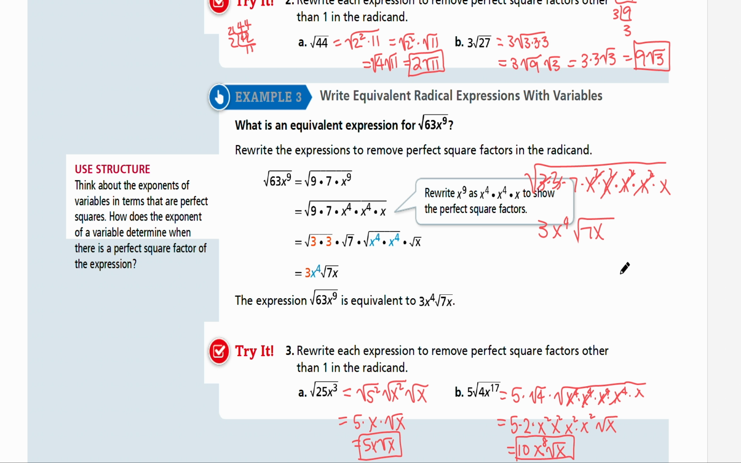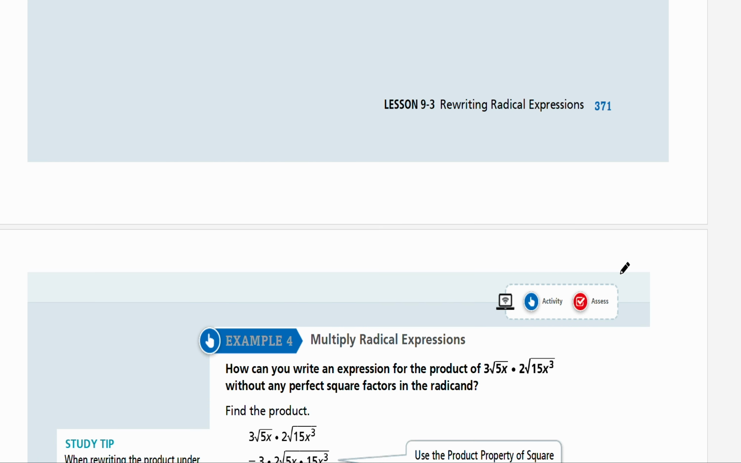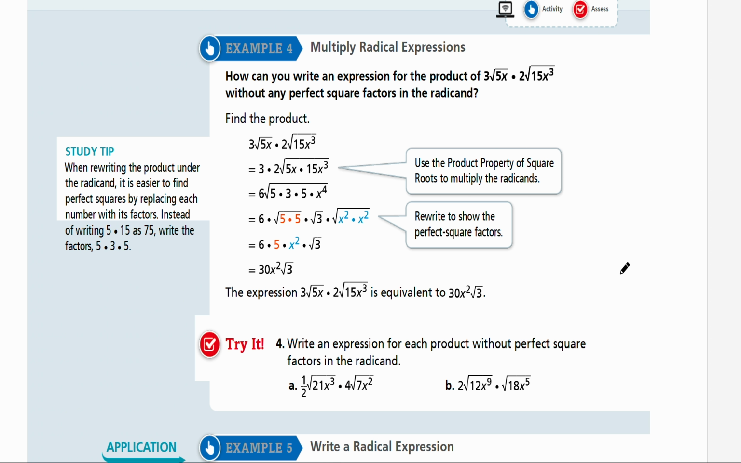There we go. That was example 3. We can look at example 4 now. Multiply radical expressions. How can you write an expression for the product of 3 root 5x times 2 root 15x cubed without any perfect square factors in the radicand? So now we have 2 different terms, but it's the same rule. You just have to do it step by step.